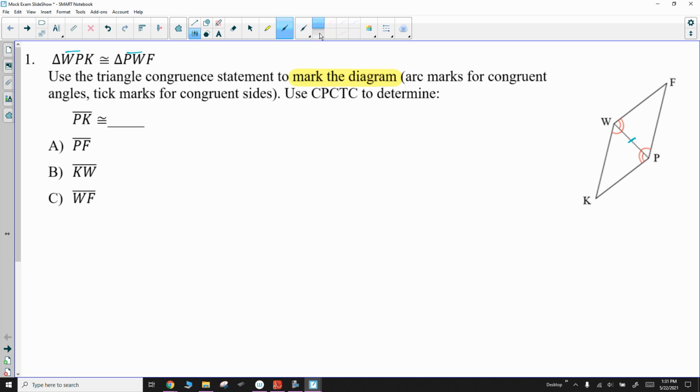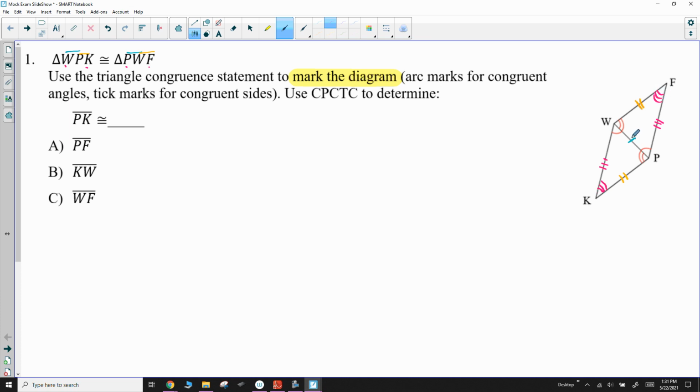And we're going to take the second and third, and they're congruent to the second and third. So PK is right here. I'm going to give that 2 tick marks, and WF is this one, so I'm going to give that 2 tick marks. And then from there, we know the first and the third is congruent to the first and the third. So WK is this guy, and that is congruent to this right here. I already have 2 angles marked, and by the third angles theorem, I know that these must also be congruent.